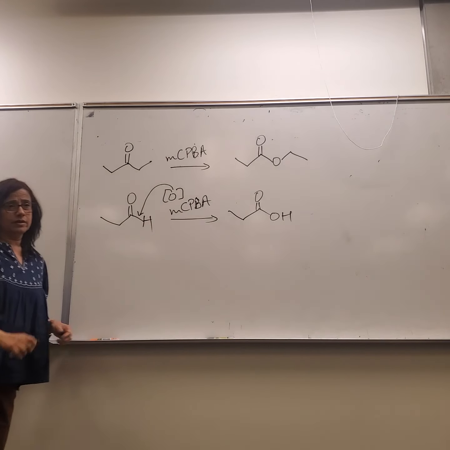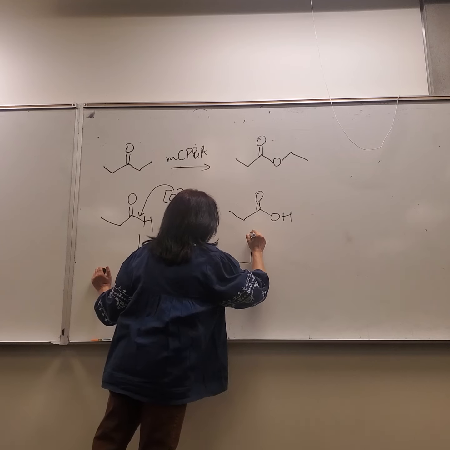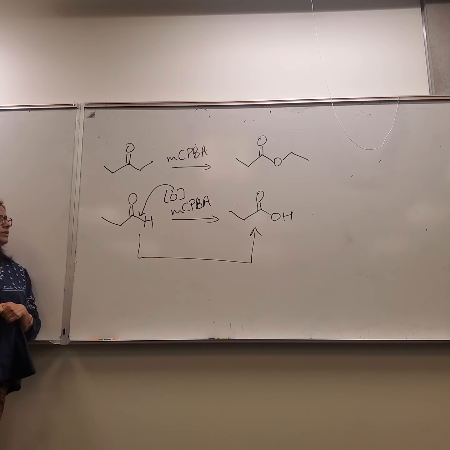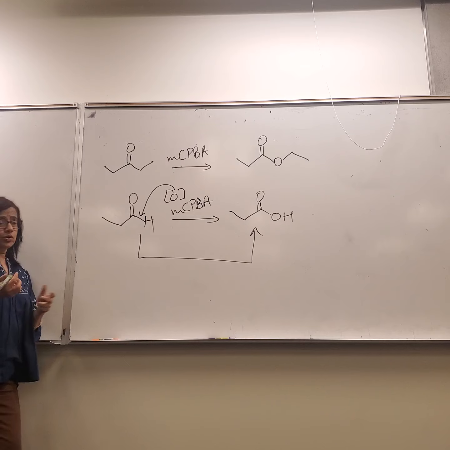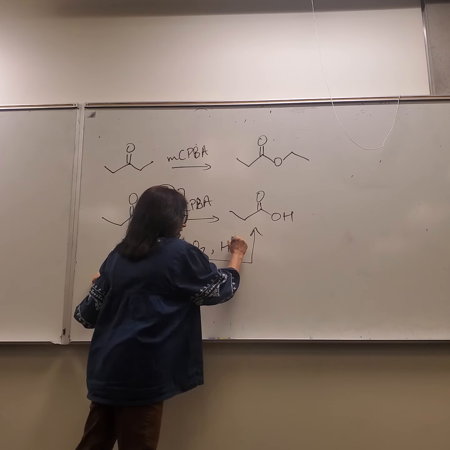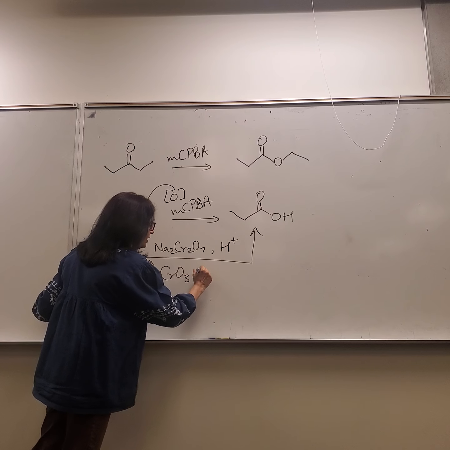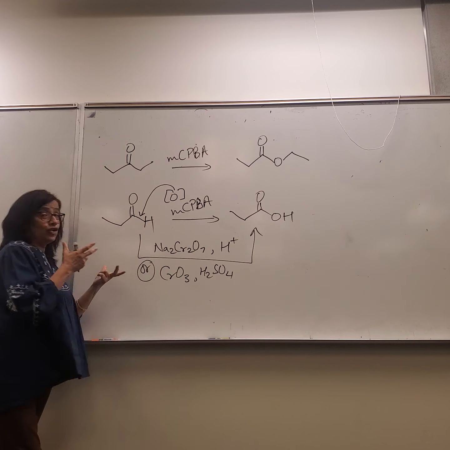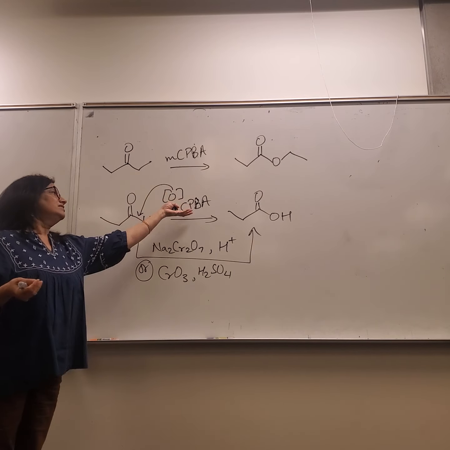Carboxylic acid. Everybody okay? Now there are other ways of converting aldehydes into carboxylic acids. Can you tell me another way that you know of that I could convert an aldehyde into a carboxylic acid, not using this method? Oxidation, using what? Sodium dichromate with H+, H2SO4, right? Or even for that matter, CrO3 with sulfuric acid, it's the same thing. The point is strong oxidizing agents can also be used to convert aldehydes into carboxylic acids, and that's another way.